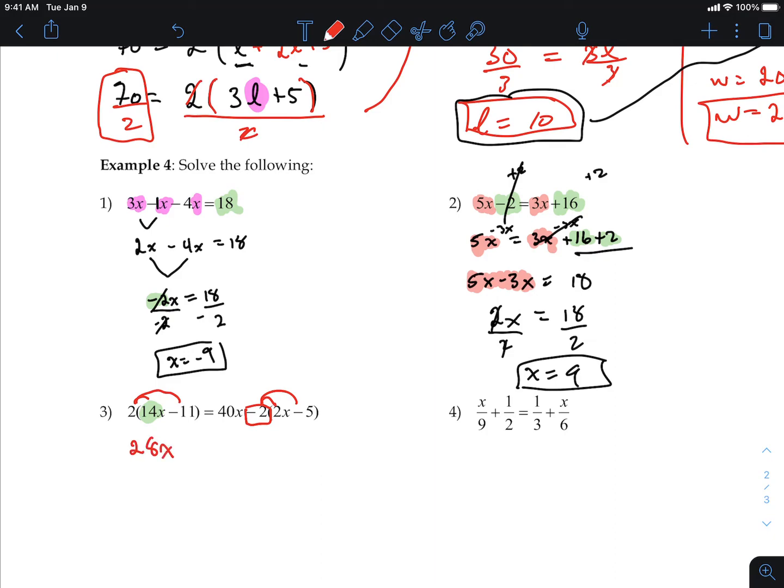It's 28x minus 22 is equal to, on the other side we haven't done anything yet, 40x. And then I've got a negative 2. That's going to go into both pieces. Negative 2 times 2x is going to be negative 4x. Negative 2 times negative 5 is plus 10.